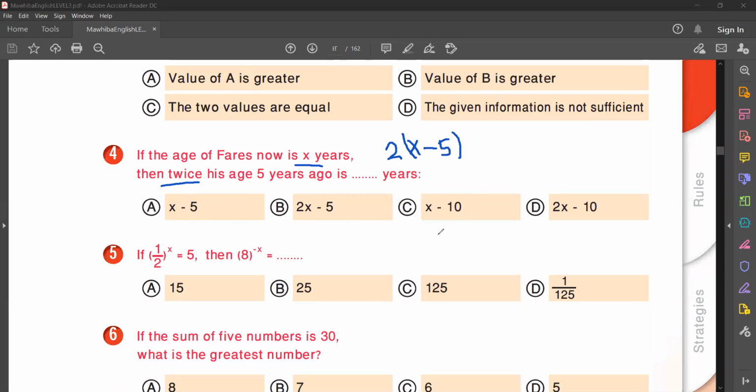Do we have the same answer? No, you must distribute the multiplication. 2 times x equals 2x, and 2 multiplied by minus 5 is minus 10. So the answer is number D, because it is 2x minus 10. Do you understand?